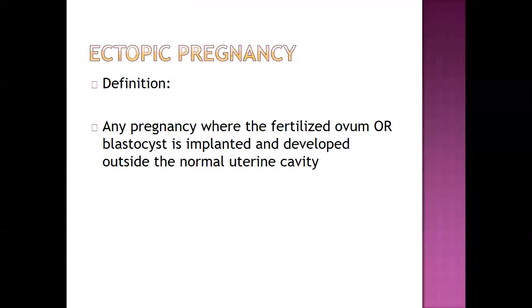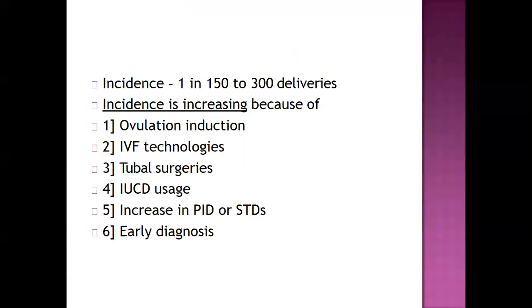What is ectopic pregnancy? Normally, a pregnancy is situated in the uterine cavity. Any pregnancy which is situated outside the uterine cavity is known as ectopic pregnancy, or a fertilized ovum is implanted outside the normal uterine cavity. Now, what is the incidence of ectopic pregnancy?